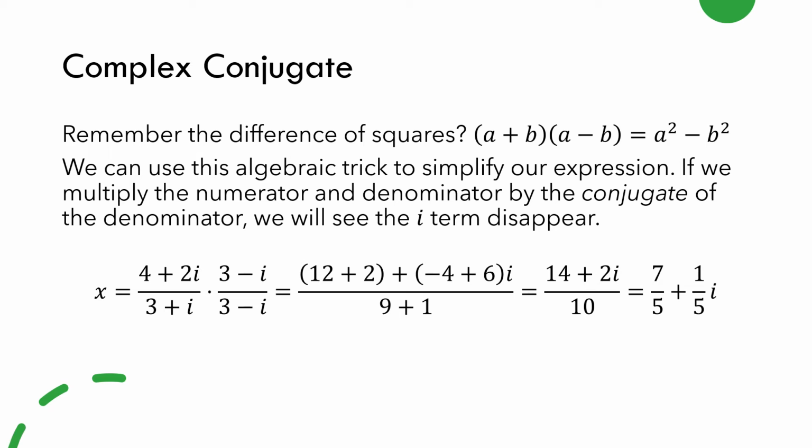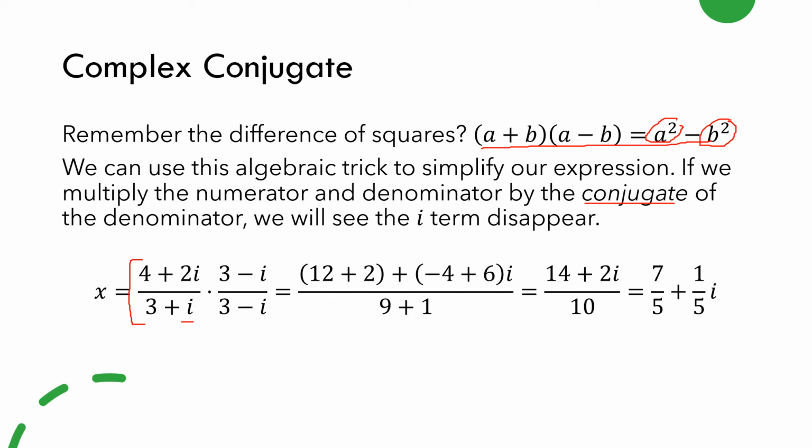The trick we're going to use is the difference of squares. Remember, when you have (a + b)(a - b), the middle term cancels, and you are only left with a² - b². That's convenient for us because we want to get rid of the i term in the denominator of our expression. So when we multiply by what we call the conjugate of the denominator, the i term will disappear. In that same example, we're going to multiply this fraction by (3 - i)/(3 - i). Remember, anything divided by itself is just 1, so we're not changing the value, just the way it looks.